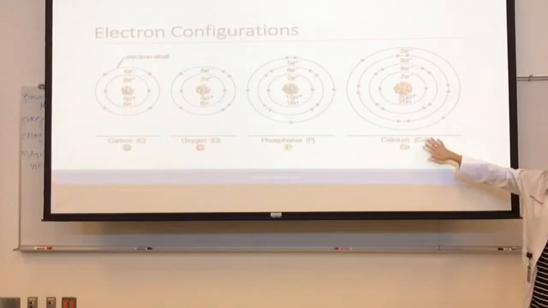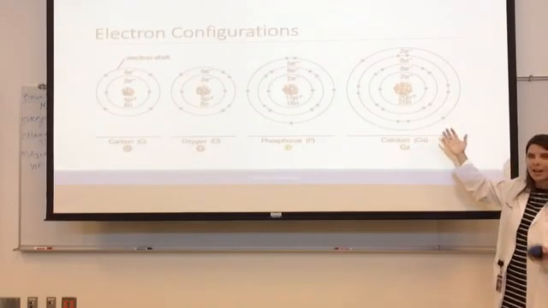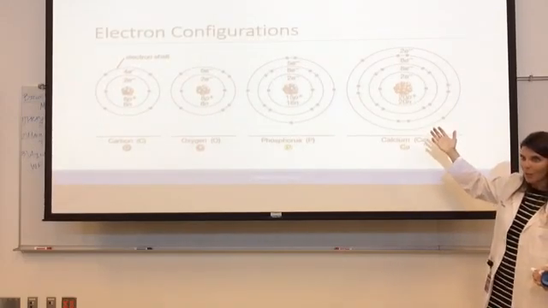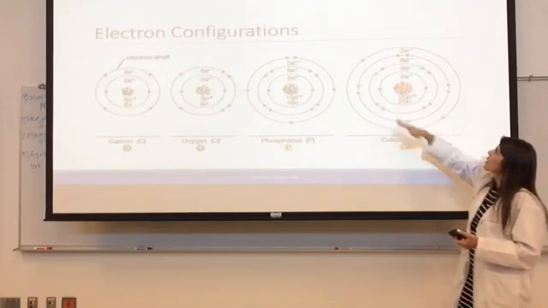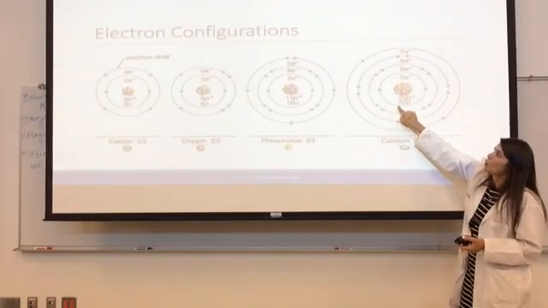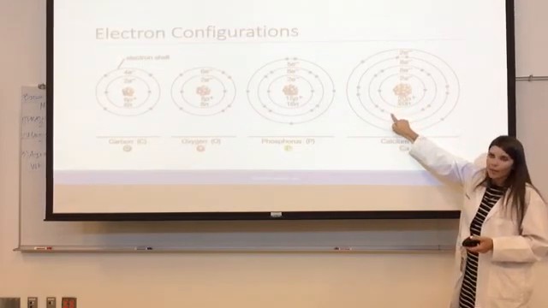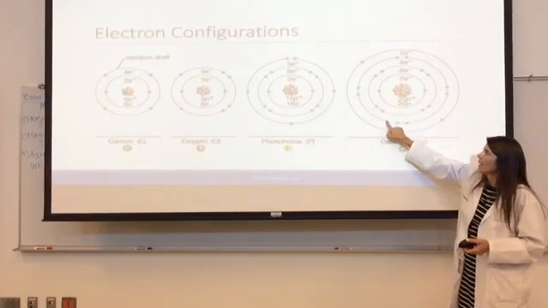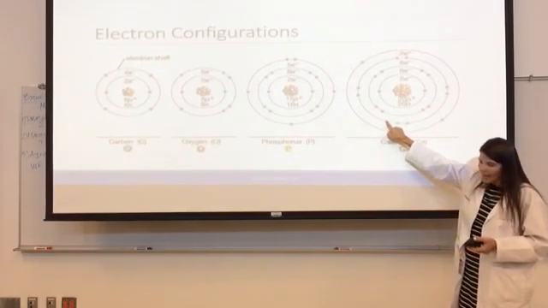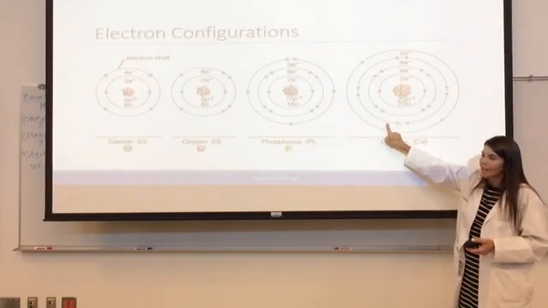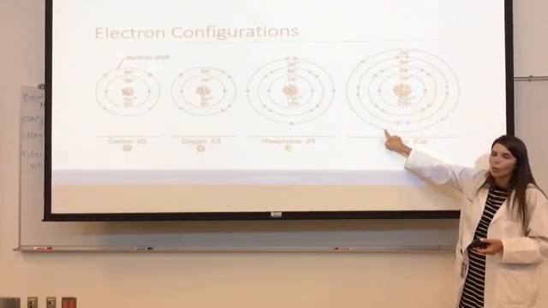Here's calcium, and this is the biggest one that you will have to configure. And naturally, it's already here, so I want to make sure you have your resources. You have 20 protons. You start with 2 here, 8 here, which gets you to 10. How many can I get in this one? 8. So now I'm at 18. This last one will have 2.